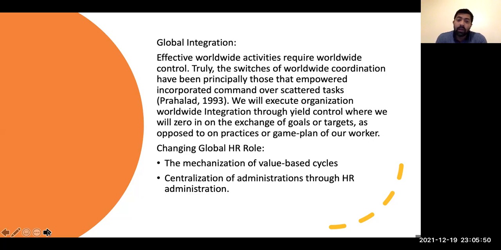Changing global HR roles. We'll follow the mechanization of a value-based cycle, which gives employees promotion through their value and how much value they're adding to the company. Centralization or repetition through HR has been easier in terms of IT technology and other things.